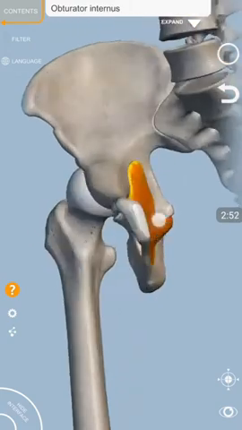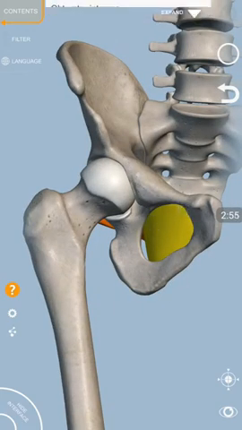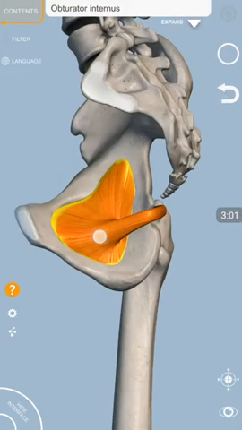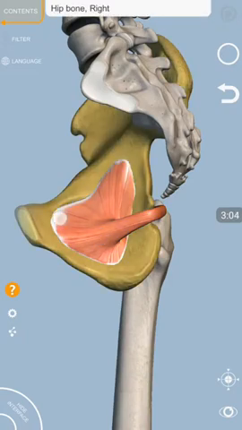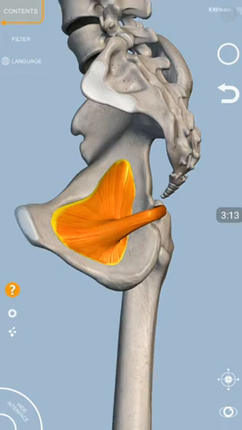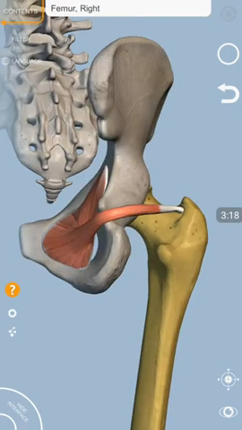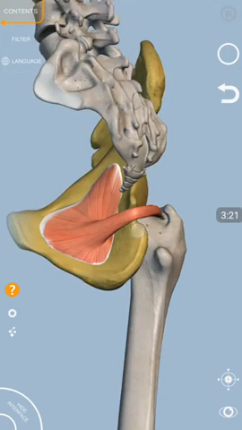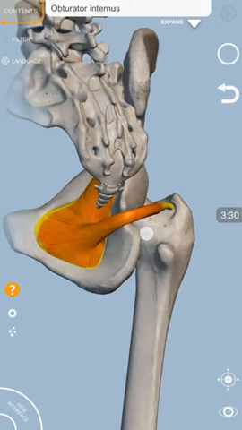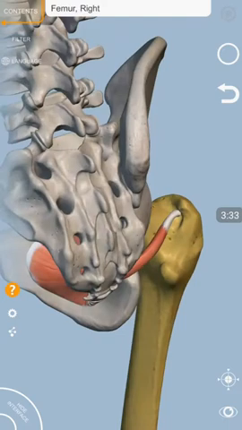Again, this is the obturator internus muscle. As we can see, this is the obturator foramen, and this yellow structure is the obturator membrane. This obturator internus originates from the boundaries of the obturator foramen and from the obturator membrane. Look at the tendon of the muscle. It passes around the lesser sciatic notch just below the spine, through the lesser sciatic foramen, and it's inserted into the trochanteric fossa. Again, look at the superior view.